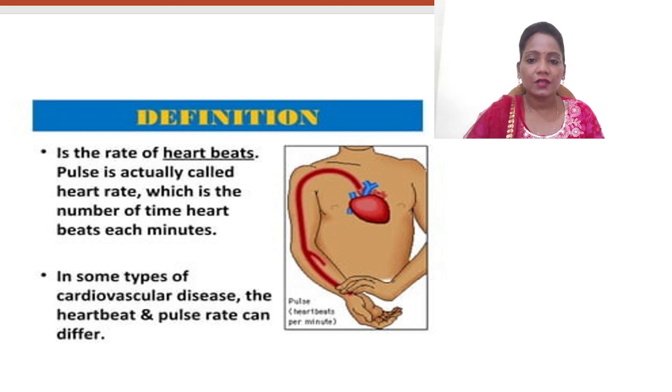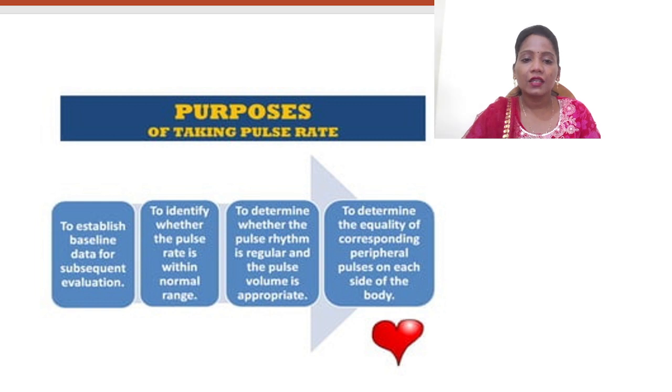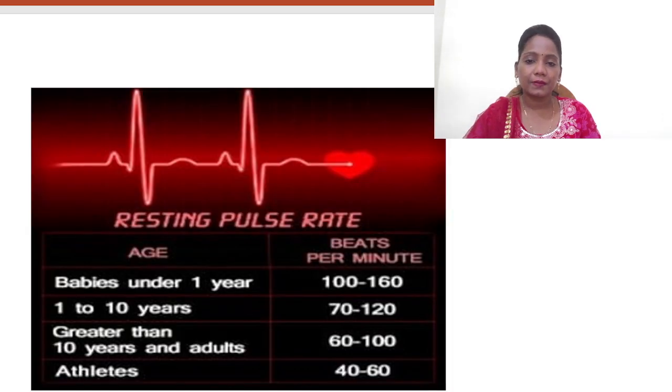In some cardiovascular diseases, the heartbeat or the pulse rate can differ. So why do we check the pulse? To establish baseline data before any kind of treatment or medication advice. It is a major indicator for analyzing disease conditions, to identify whether the pulse rate is within the normal range or not, to determine whether the pulse rhythm is regular and the pulse volume is appropriate, and to determine the equality of the corresponding peripheral pulses on each side of the body.